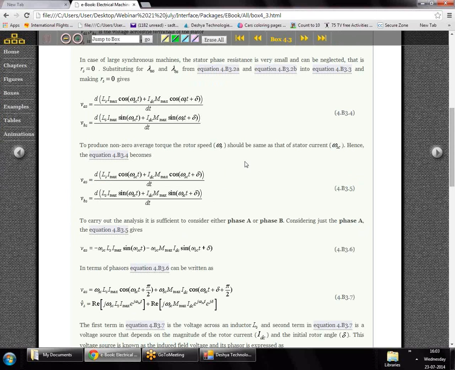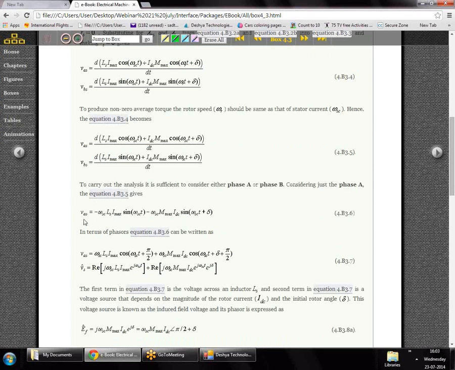After differentiating the expressions given in B3.5, I get the instantaneous expressions for the voltages VAS and VBS, and we consider only VAS for our further analysis. So my voltage applied to phase A reduces to the expression given in equation B3.6.